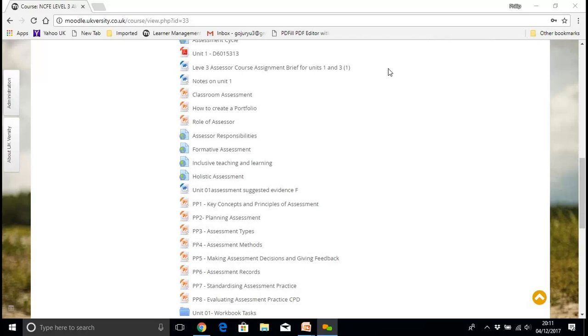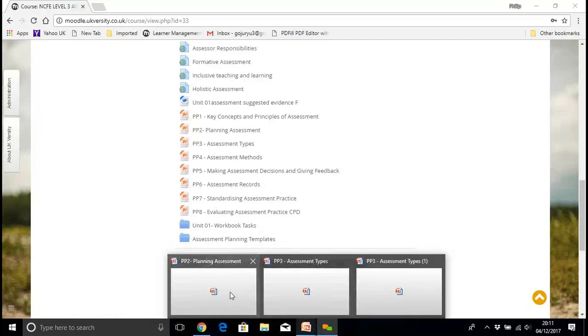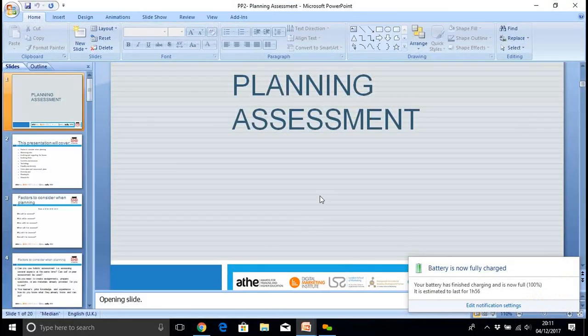Last week we looked at the course brief for both units, some of the notes on Unit 1, and the key concepts or principles of assessment. One of the first parts of your workbook will be assessment planning. So this evening I want to look at PowerPoint 2, which is on here: planning assessment.